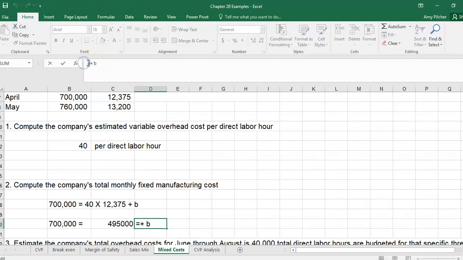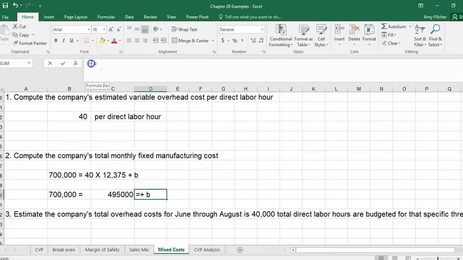Don't want an equal sign there. Excel is fighting me today. It really wants to put that equal sign in there.